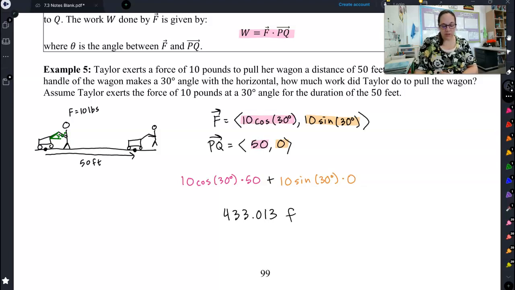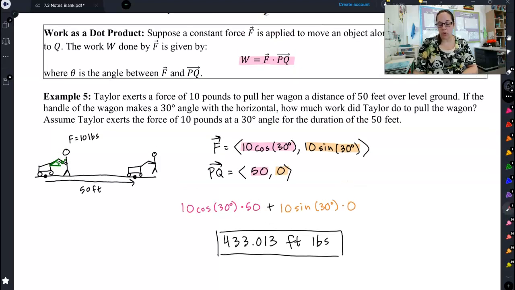Now you might ask, what units is work measured in? Work is measured in foot-pounds. You can kind of think of it as how many pounds of work she did across how many feet of distance she traveled. So that is how much work Taylor did to pull her wagon. And we found that by doing the dot product of her force and the distance she traveled.